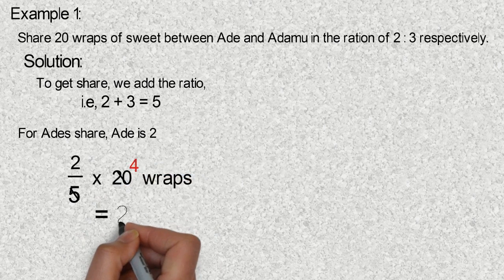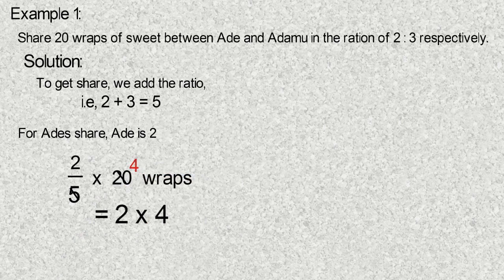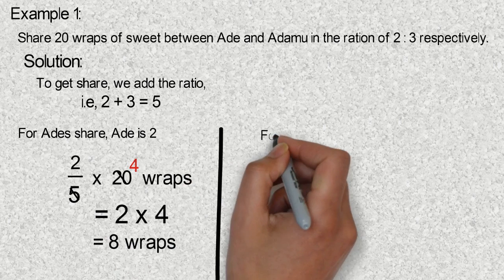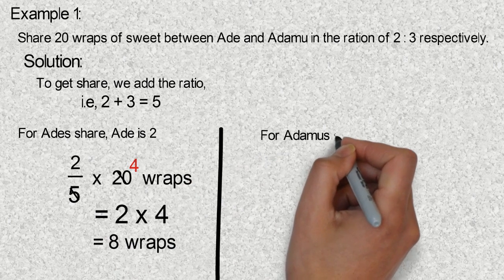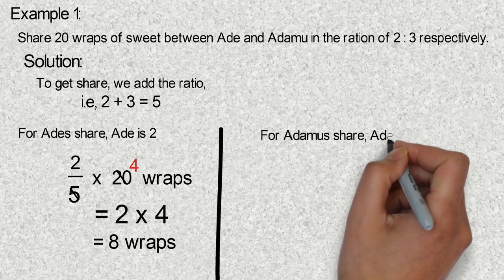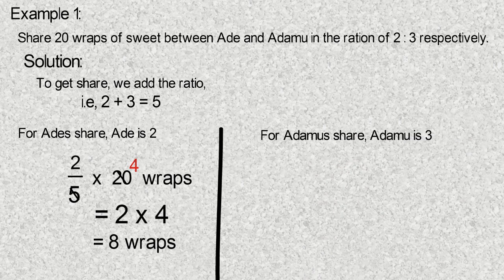So I'm left with 2 multiplied by 4. So 2 times 4 will give me what? 8 wraps of sweet. So for Adamu's share, Adamu is carrying what? 3. So as we did for Ade, we are going to do for Adamu too.